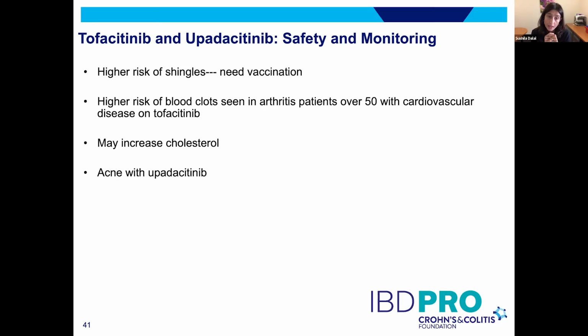We do know that in active ulcerative colitis and Crohn's, there's a higher risk of blood clots in the setting of active inflammation, and treatment of inflammation actually decreases blood clot risk. So it's a little bit unclear what that risk looks like in our particular patients. These drugs can increase cholesterol, so it's important to check a baseline cholesterol panel before you're starting therapy and then at the end of induction and through maintenance. We do see acne with upadacitinib.